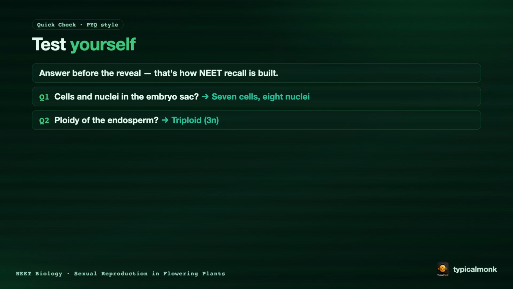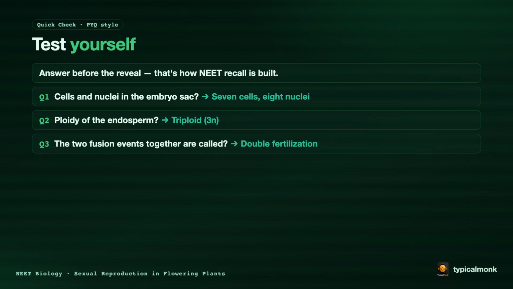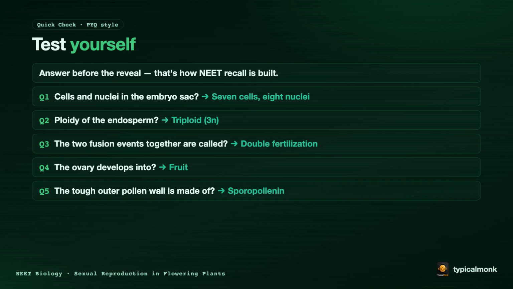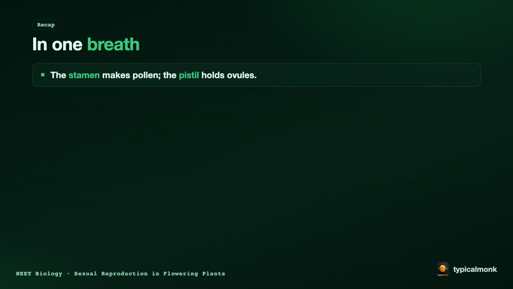Question 2. The ploidy of the endosperm? Triploid. Question 3. The two fusion events together are called? Double fertilization. Question 4. The ovary develops into? The fruit. Question 5. The tough outer pollen wall is made of? Sporopollenin.